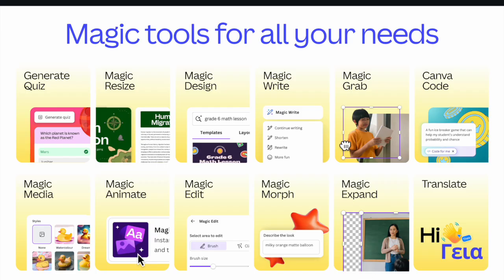We have Magic Grab as an editing tool where you can grab images outside of another image and then it'll fill in the background using some AI magic. We have Canva Code that'll code complete interactive resources and learning resources for you and your students. We have Magic Media that will generate images, Magic Animate that'll animate the elements on a page. We have Magic Edit where we can use tools like erase and generating new images within the one image itself. We have Magic Morph, Magic Expand, and then Magic Translate, which is an amazing tool that'll take your text in different languages and then convert it to other languages to make it more accessible to our communities in the education field.